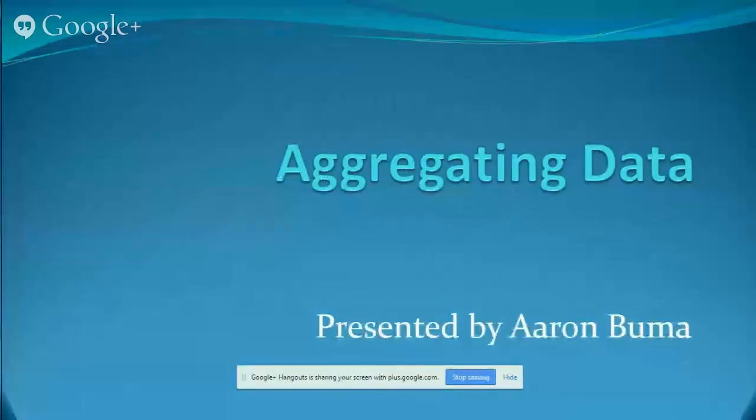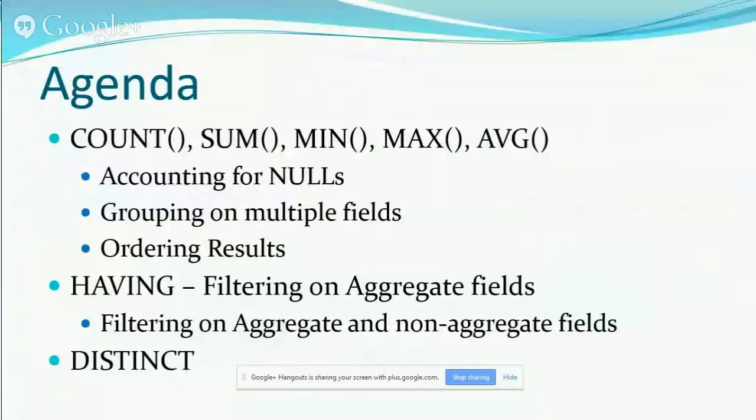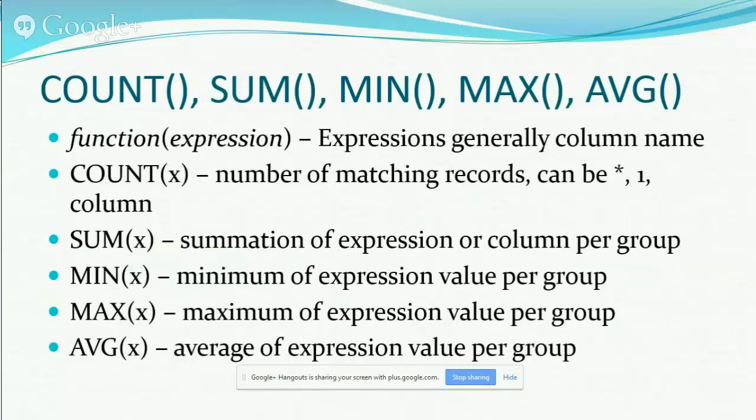So the first section we'll cover is aggregating data. We're going to go over the basic functions, what you can do with those functions, and then filtering on the functions or filtering on non-aggregate functions, and then the having clause with distinct clause. So these are the basic aggregate functions. There's a few more, but these are the most common ones that we come across.